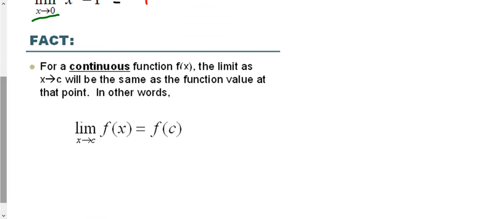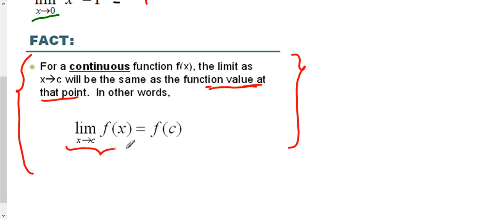So what I just said there is written more officially as follows. For a continuous function with no holes, gaps, or asymptotes, the limit as x goes to c will be the same as the function value at that point. In other words, the limit equals the function value. All you have to do is plug the c in for x and you're going to have the answer.